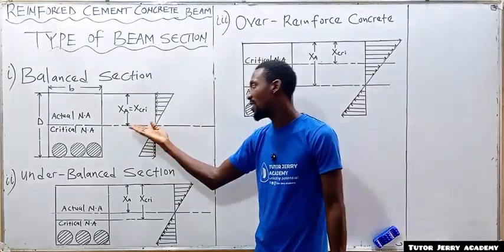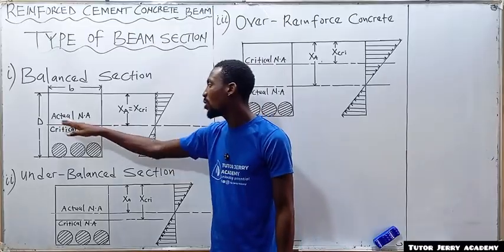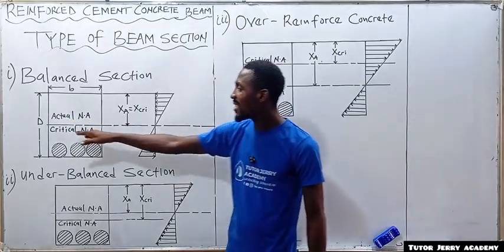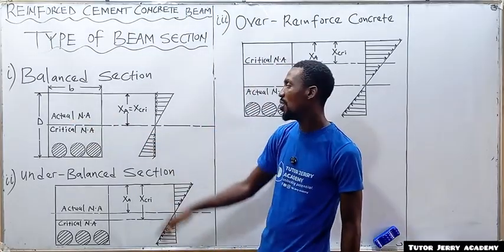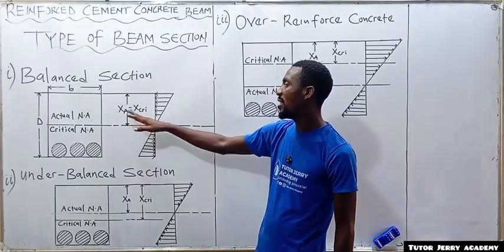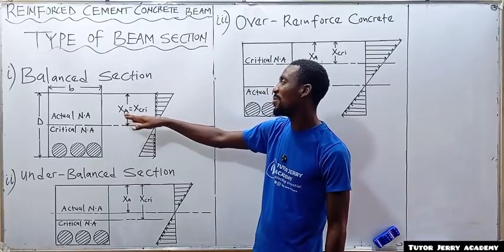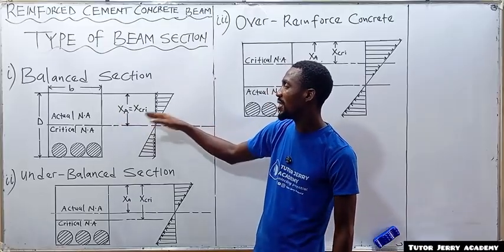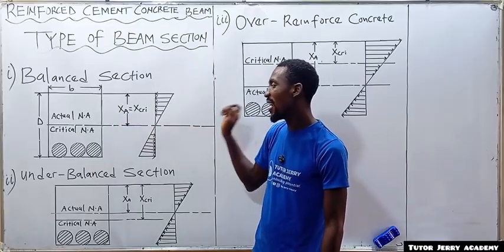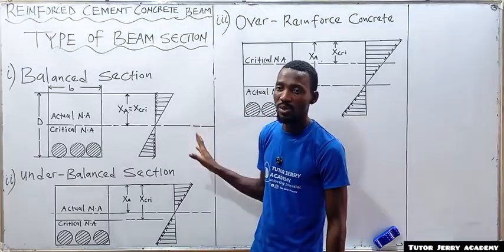So if you look at this diagram, you see that the actual neutral axis and the critical neutral axis are equal. So this is our actual neutral axis. So it means actual neutral axis is equal to the critical neutral axis. So that's the first thing you need to note here.